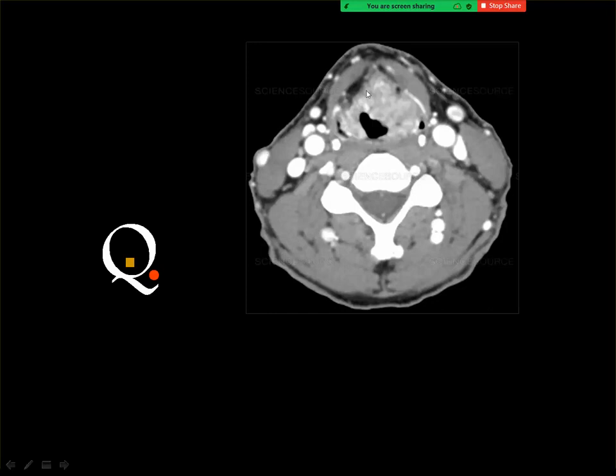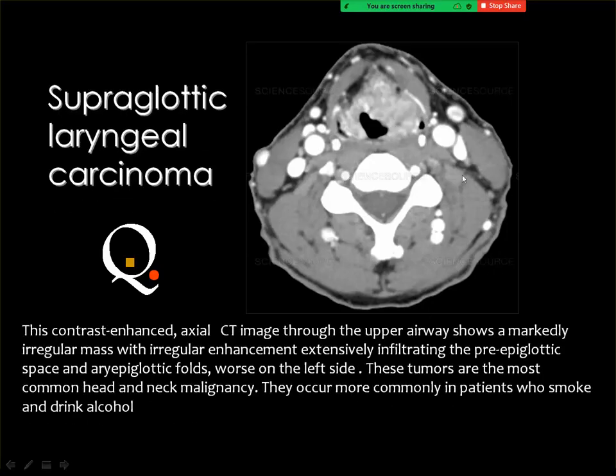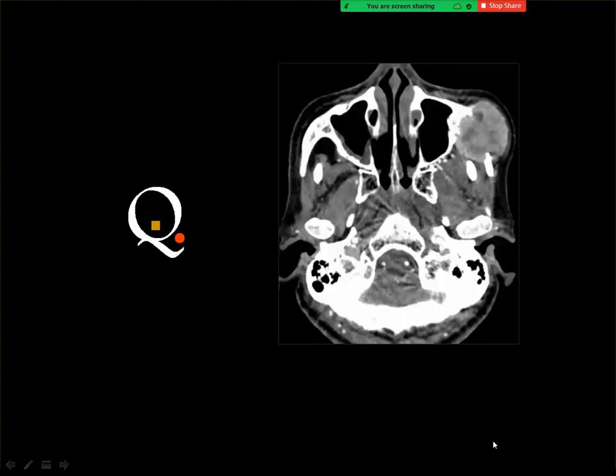big mass affecting the area of the epiglottis, the pre-epiglottic fat, as well as both epiglottic folds, mainly on the left side. And it is very important to look for the presence of any metastatic nodes in the nearby area, but there is no metastatic nodes, and this is a supraglottic laryngeal carcinoma.